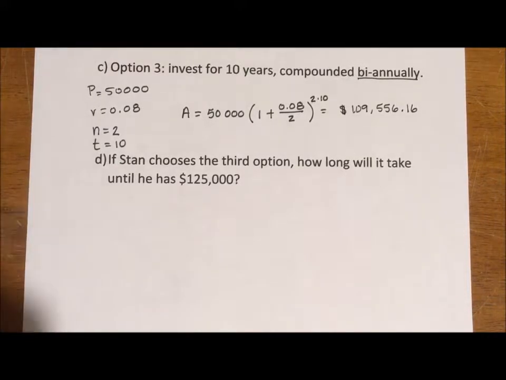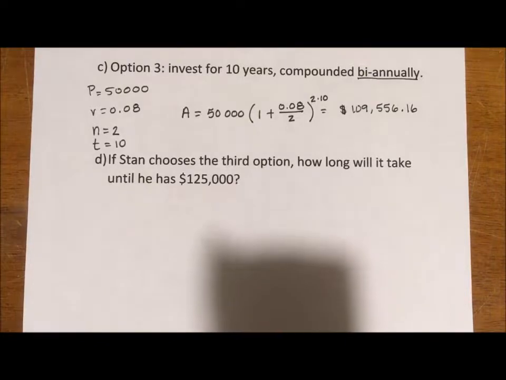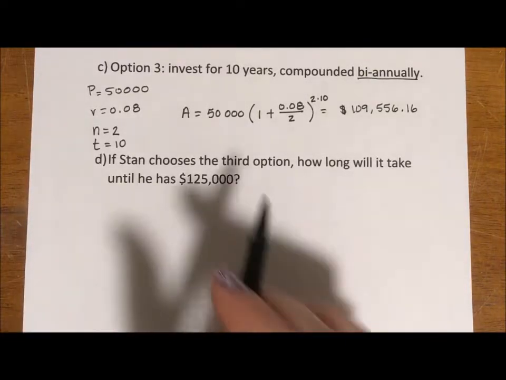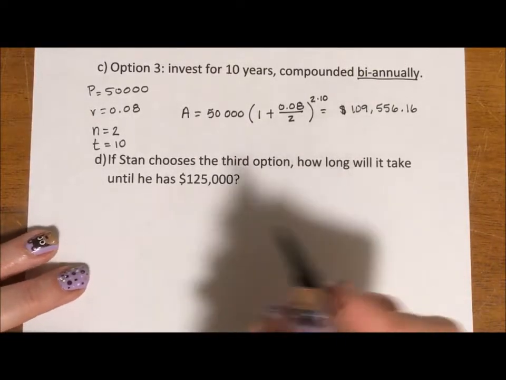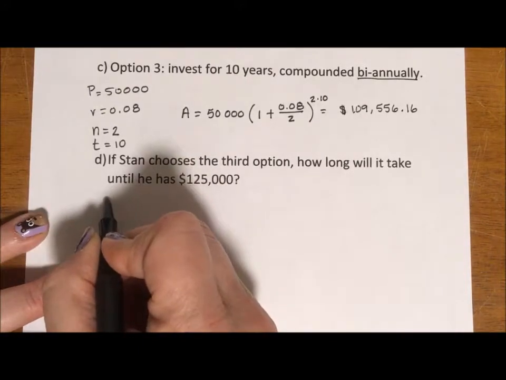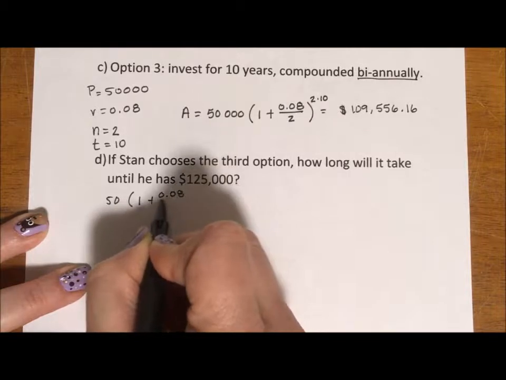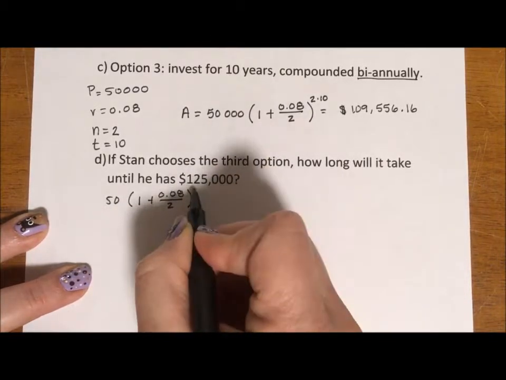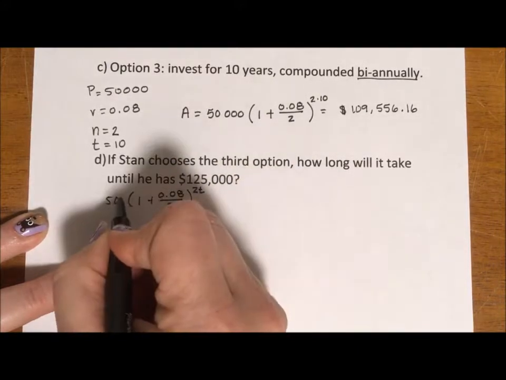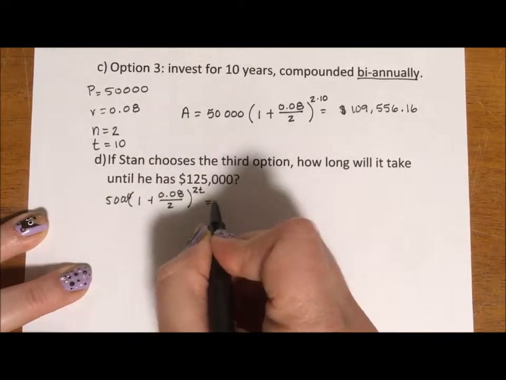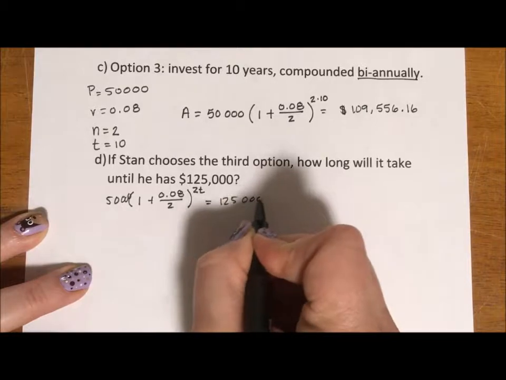Okay, so the last question says, hey, let's say Stan chose this third option because mathematically it's easiest to write the numbers. How long will it take until he has $125,000? Actually, continuous is the easiest, but we want to play with logs on this one. So if he chose this third option and he wants $125,000, he's basically asking, if I invest $50,000 at 8% per year, twice a year, how many years will it take for my $50,000 to turn into $125,000?